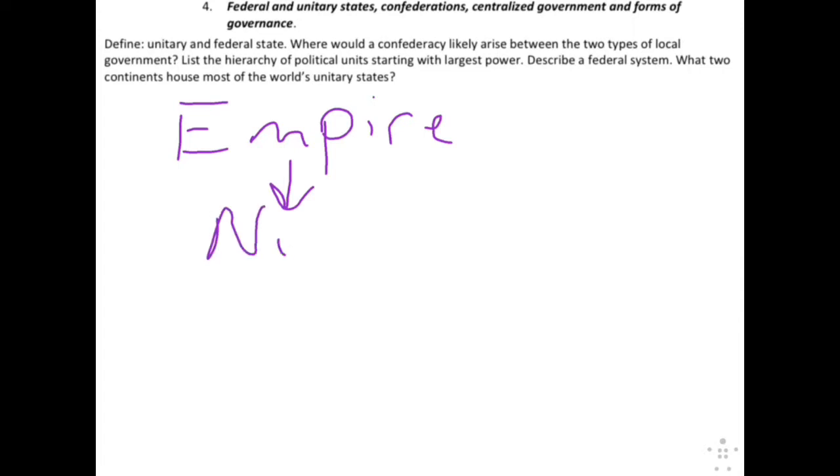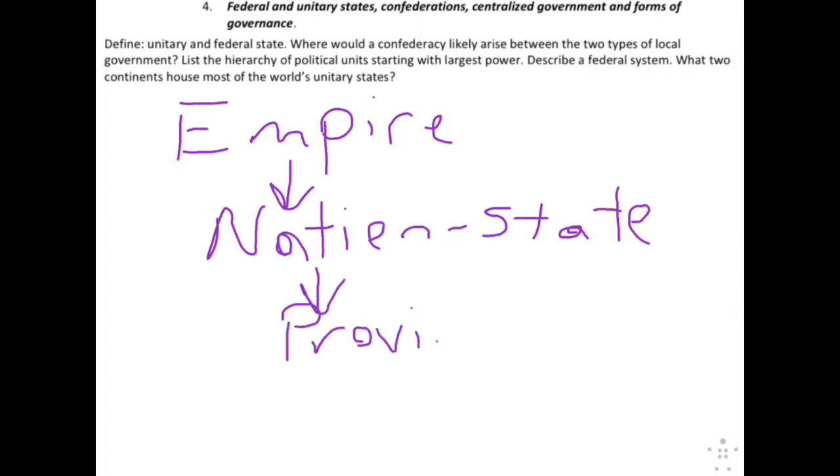The next says, list the hierarchy of political units starting with the largest power. In other words, just ideas about how you group political units. What would be the largest? If we were to do that, it would start with an empire. It would then go down to a nation state. It would then go down to something like a province or a state, like Texas, Oklahoma, those types of states. Then it would go down to county, and you can even break it down to city, and then you could even go down further into different aspects or different geographic areas in that city.